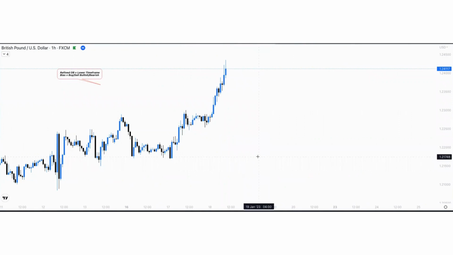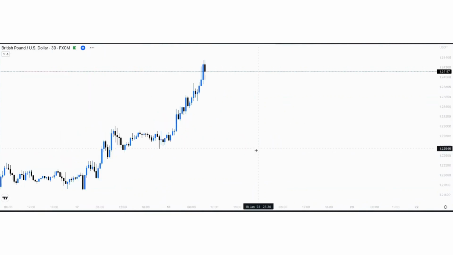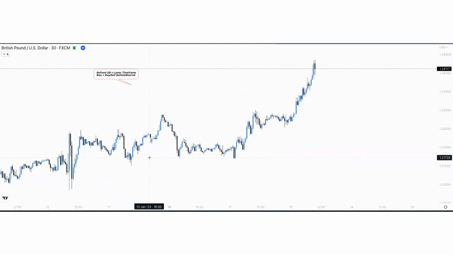It is very important that we minimize our risk, because when we try to refine our order blocks, it means that the stop losses are very minimal. Since this is a bullish trend, I'd like to see a demand.